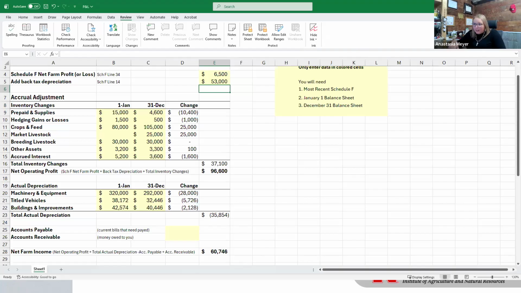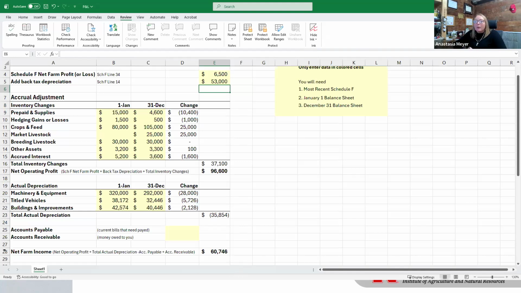Land is not included in this calculation because land is not a depreciable asset, right? Land usually just goes up in price. You don't depreciate out land. Yes, the land values might go down a little bit, and that will be reflected in your net worth statement. We do not look at it here in your profit and loss statement. So we add those all together.